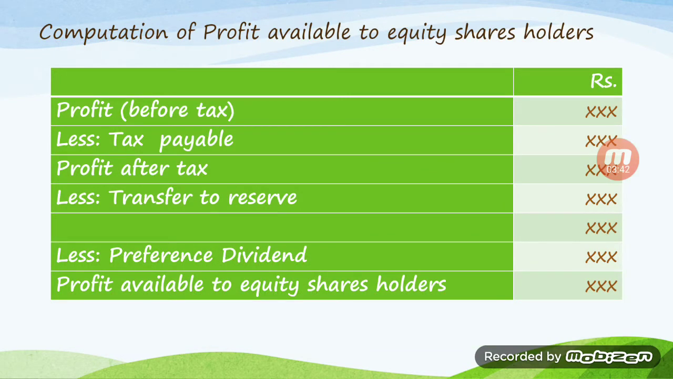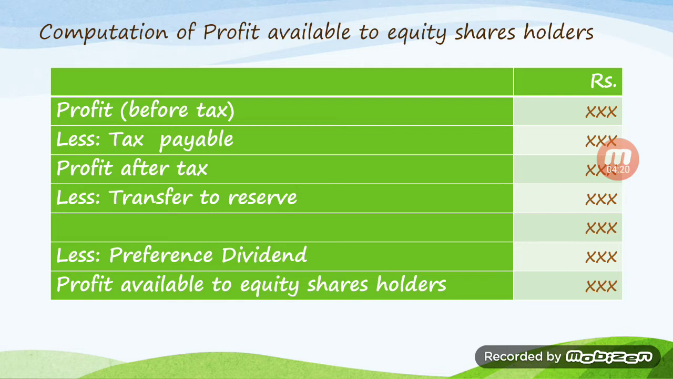Step 1, computation of profit available to equity shareholders. Take profit before tax, which is given in the problem, less tax payable, so that we will get profit after tax. While calculating the tax payable to the government, if a percentage is given, like 50% or 30% as the tax rate, the same rate must be applied on the profit before tax. If the problem directly contains the profit after tax, then we need not go with the first two steps.